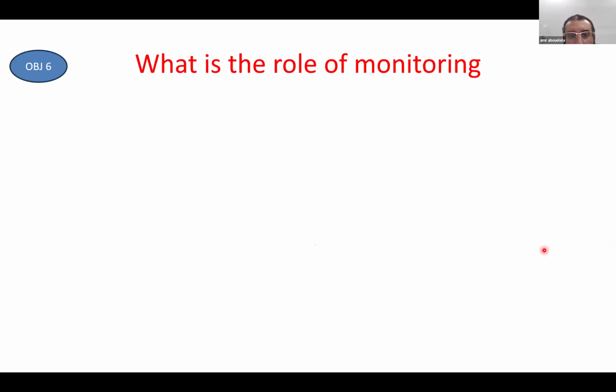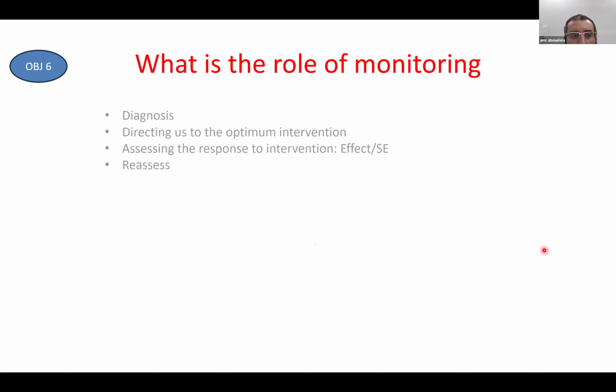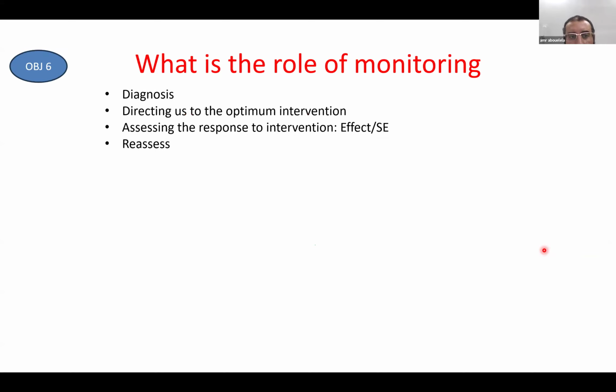A new station: what is the role of monitoring? What are we targeting from monitoring? We are monitoring the patient to reach a diagnosis. If we have a patient in shock, we should determine what the cause of shock is, what the pathophysiology of shock is. Is it septic, cardiogenic, distributive, or hypovolemic shock?